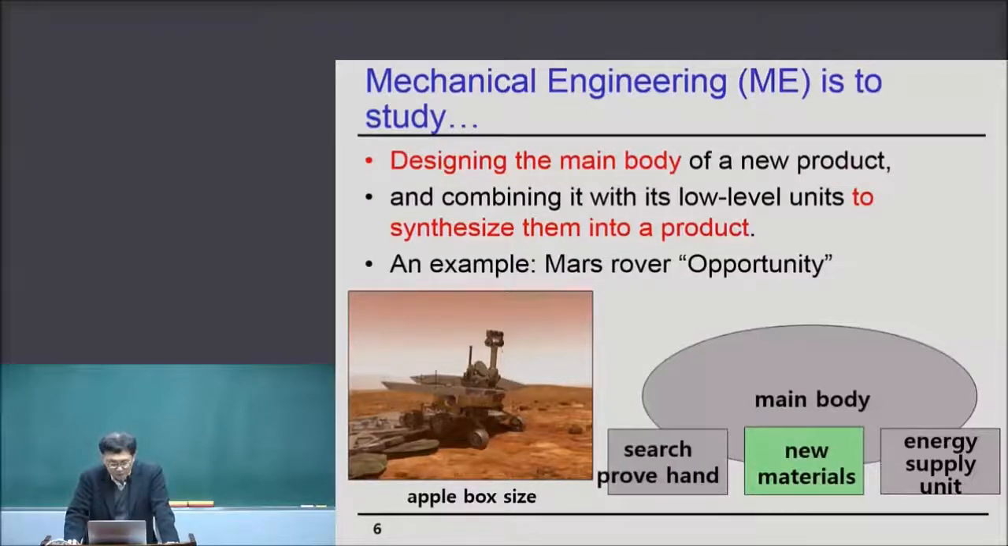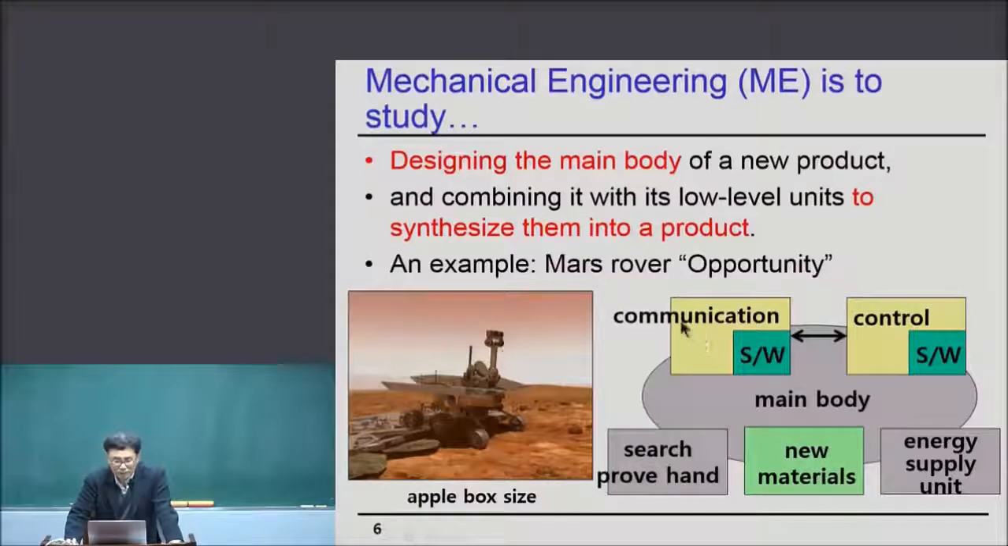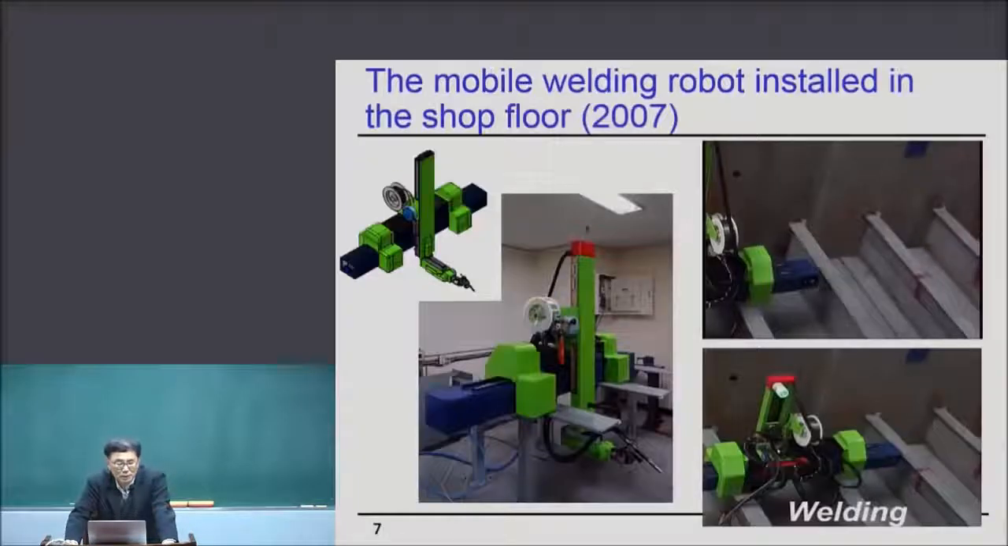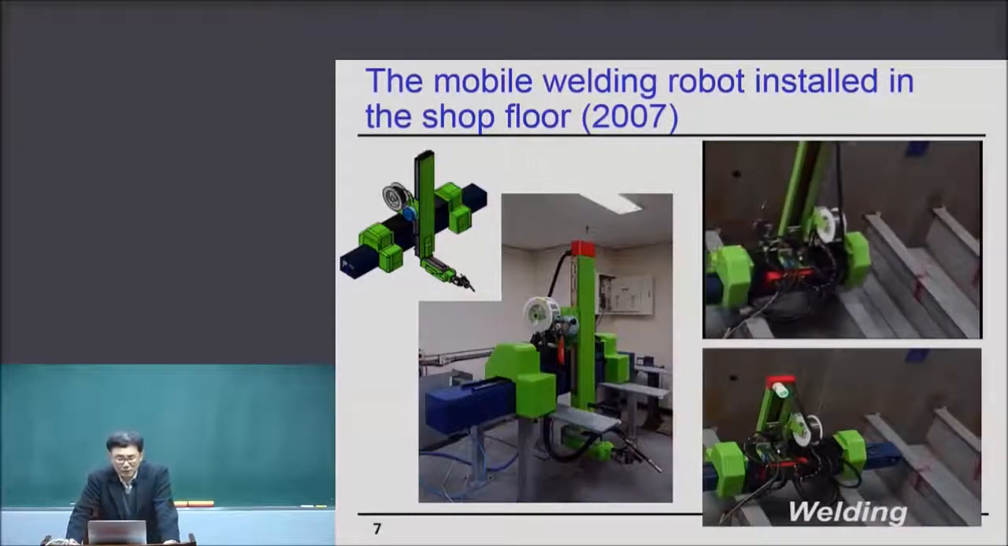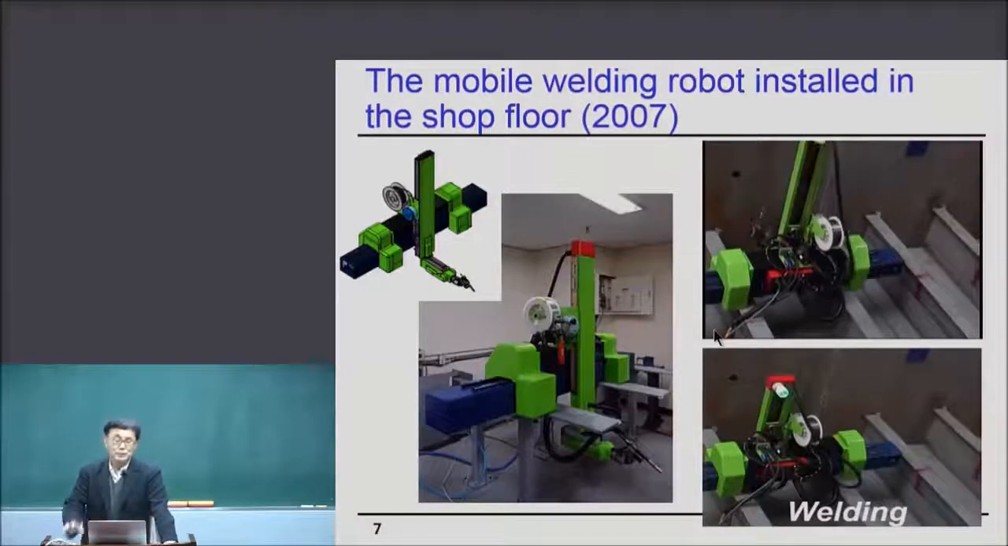All right? Okay. So this is the main body, and there are many low-level units, such as a roof hand, which we have to combine into the main body. And also new material is necessary, and also communication devices and control units. And it has software, all combined into the main body, and then it becomes a product, such as the Mars rover Opportunity. Okay, all right. So this is an example which our lab has developed. So it is one example of a product, right?